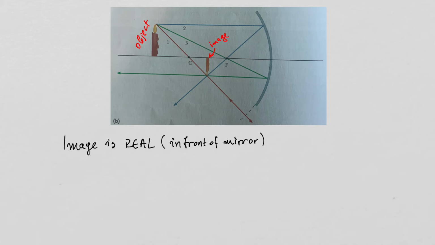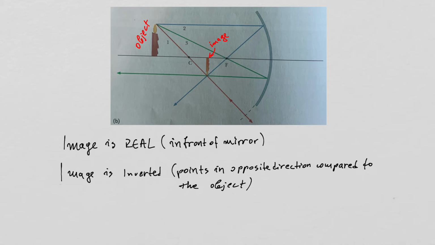A few observations and some terminology about the image formed by this mirror. So since the image is in front of the mirror, right here, then we say that the image is real. Remember, when the image was formed behind a mirror, we called it virtual. So now the image is formed in front of the mirror, therefore it's a real image. The second point is that the image is inverted. As you can see, the object points up, the image points down. So, if the image points in opposite direction compared to the object, then the image is inverted.